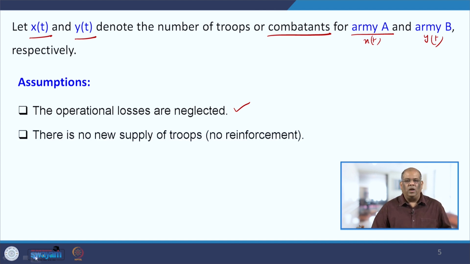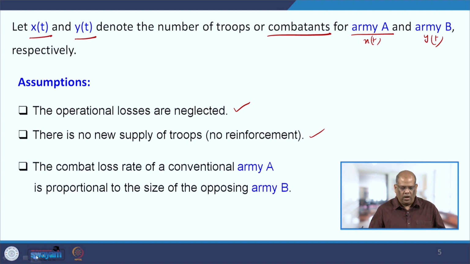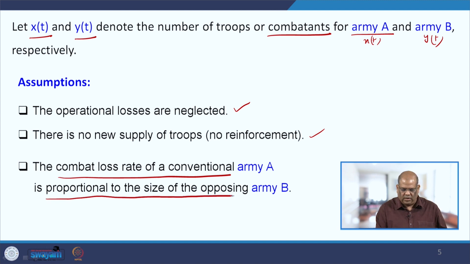The second assumption is that there is no new supply of troops. Once there is an x(t) number of troops available for army A, there won't be any addition of troops, so there is no reinforcement. And number three, the most important one: the combat loss rate of the conventional army A is proportional to the size of the opposing army B.